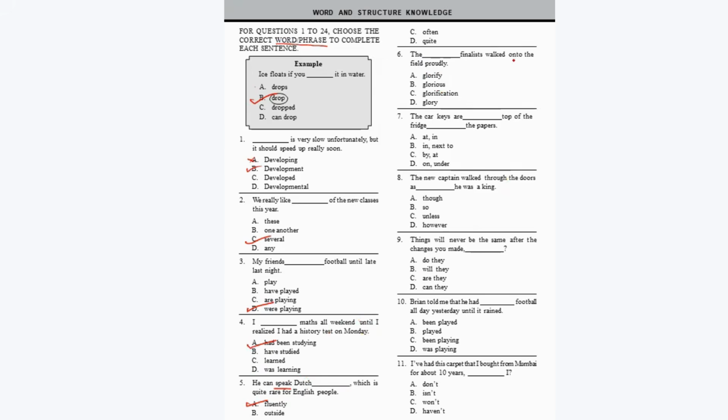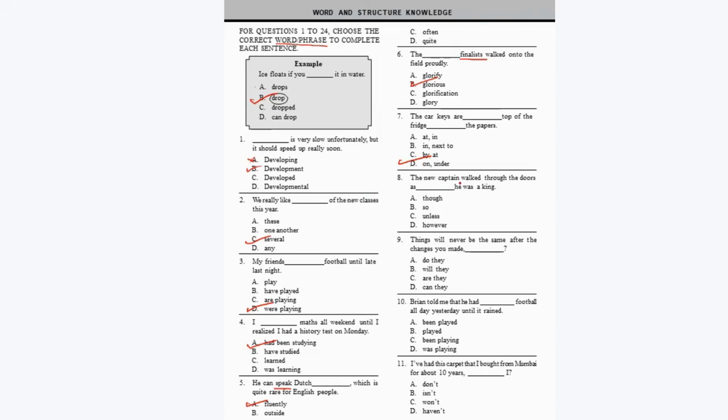"The dash finalist walked onto the field proudly." The glorious finalist. Here you need a word to describe this noun, finalist. So it should be: the glorious finalist walked onto the field proudly. So option B here. "The car keys are dash top of the fridge dash the paper." Here you need appropriate prepositions to complete this sentence. The car keys are on top of the fridge under the papers. So it should be option B.